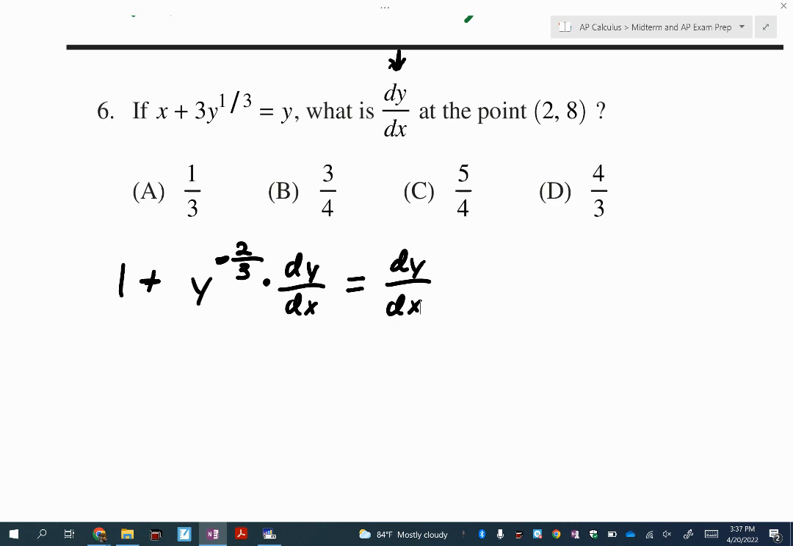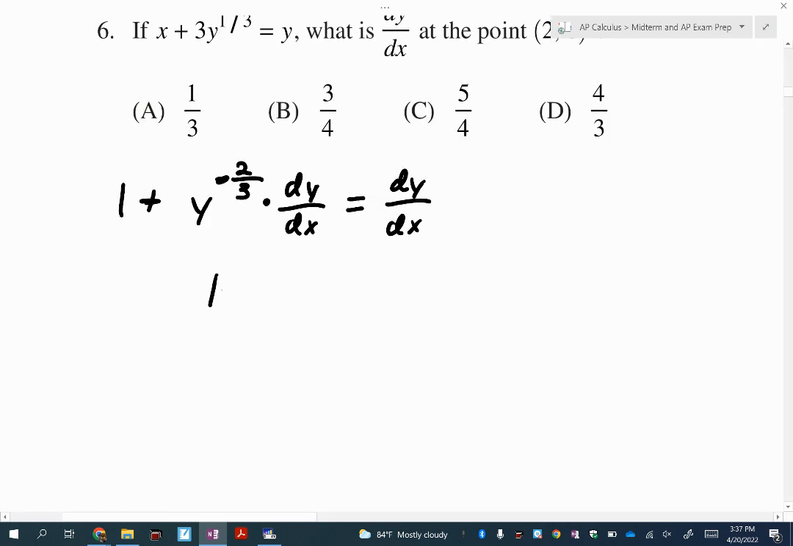What do we do next? Who remembers? Nobody remembers? Wait, Joelle has a thought. I move the dy dx's to the same side. Joelle, that's 2 for 2. Nice, Joelle. Okay, so what I personally do is I move this one to this side, just with subtraction. So I have 1 equals dy dx minus y to the -2/3 power dy dx.